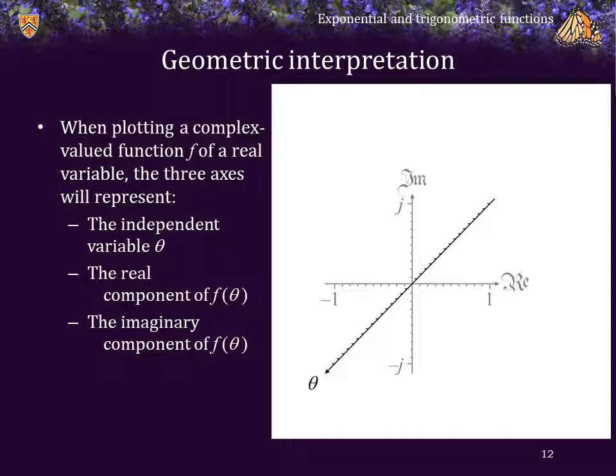When we are plotting a complex valued function f of a real variable, we're going to use all 3 axes. The first axis, x, is the independent variable. In this case, it will be theta. The second axis, y, will be the real component, and of course, the positive direction of the real component goes to the right. The last axis, z, will be used to display the imaginary component of the function, and again, the positive imaginary axis is pointing up.